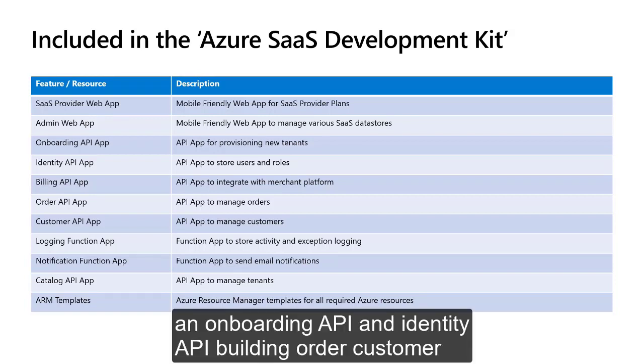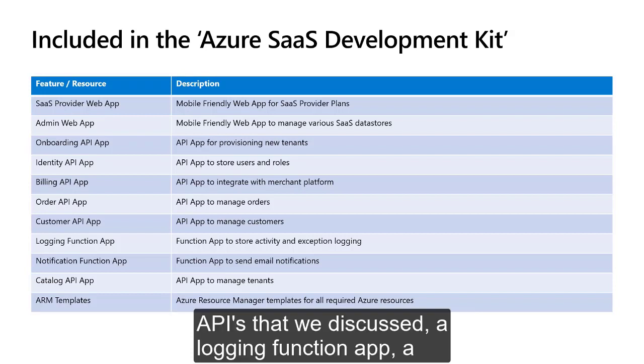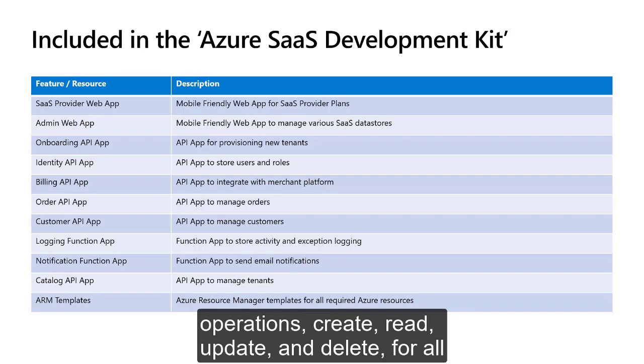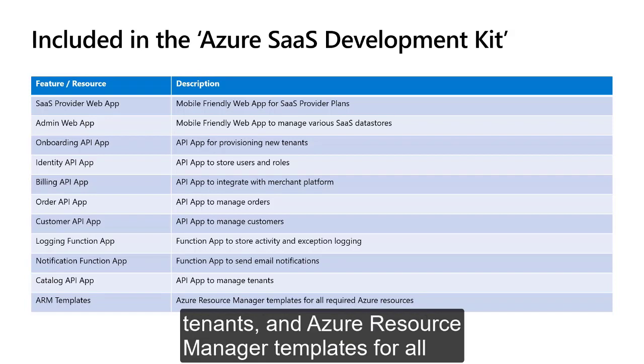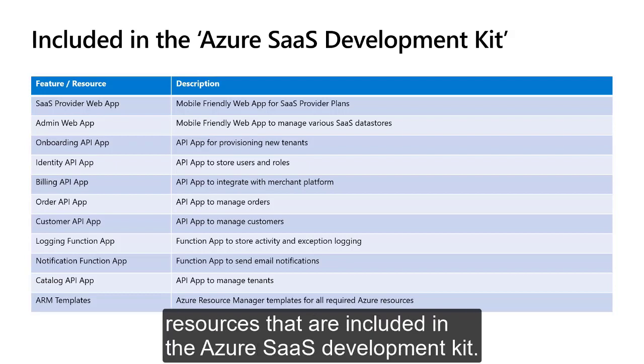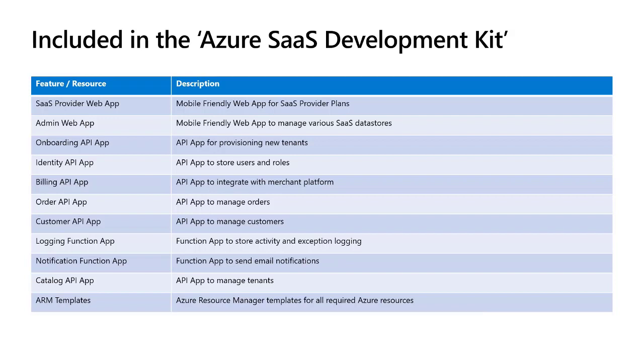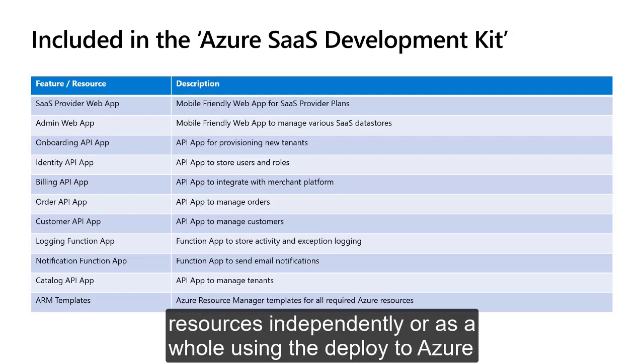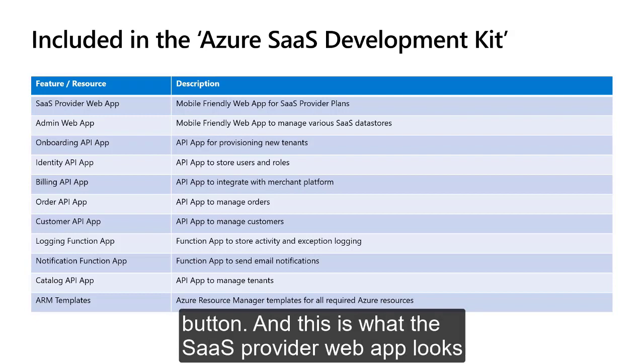An onboarding API, an identity API, billing, order, customer APIs that we discussed, a logging function app, a notification function app, a catalog API to manage CRUD operations, create, read, update, and delete for all tenants, and Azure Resource Manager templates for all resources that are included in the Azure SaaS Development Kit. Okay, so these templates will allow you to deploy your resources independently or as a whole using the Deploy to Azure button.